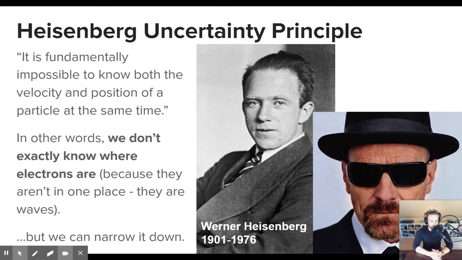Basically, the Heisenberg uncertainty principle is that you don't know where electrons are. The technical wording was it's fundamentally impossible to know the velocity and position of a particle at the same time.